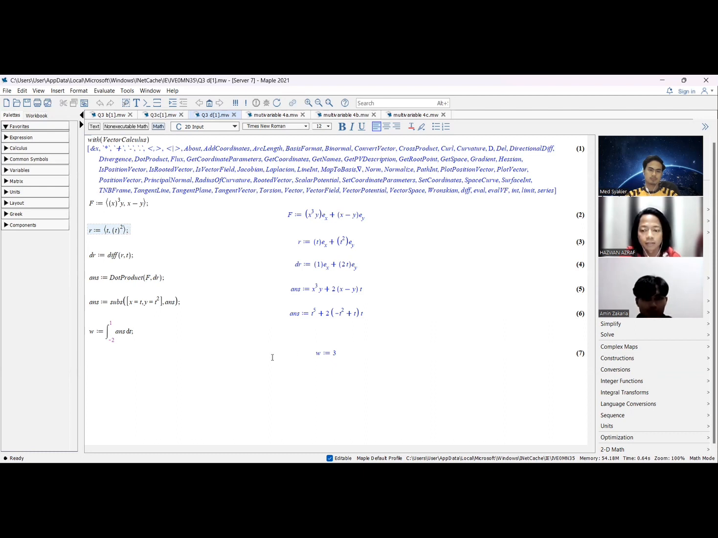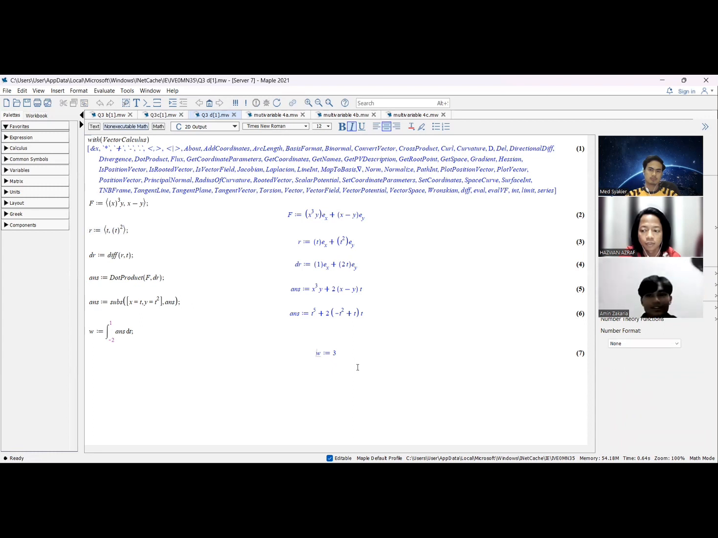And we get the last answer, which is w is equal to 3 over 2, which is the same as our manual calculation. So the next presenter is for question 4.